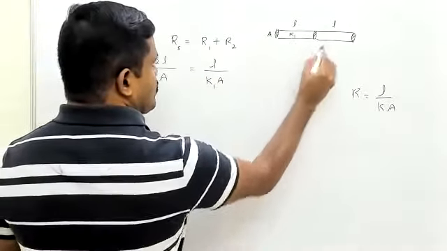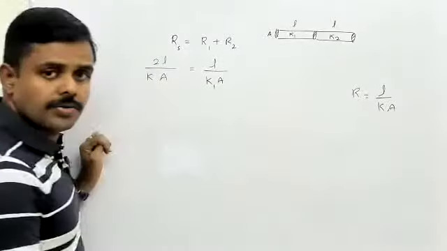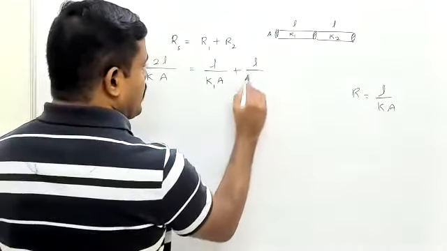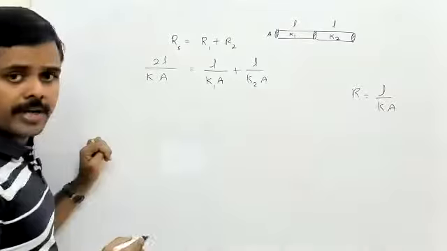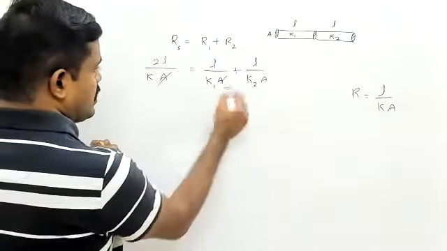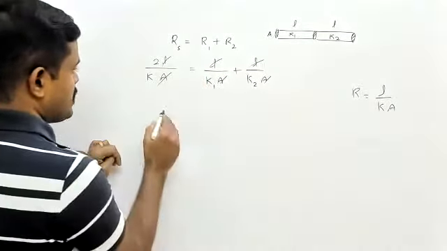This has a conductivity of K1. This has a conductivity of K2. Plus the second one, L by K2A. Tell me what you get. I can cut the A's here, the L's here. And what is the effective conductivity now?